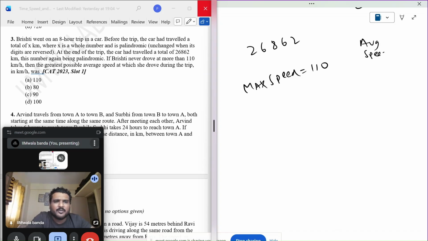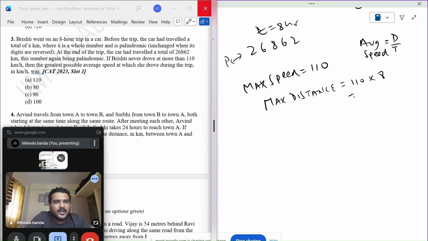First of all, I'll skip this question and come back to it at the very end, but let's try to solve it here. Time is 8 hours. Distance we don't know how much it has covered. Average speed is total distance upon total time. Total distance we don't know, total time is 8 hours. It started from a palindromic number and ended on a palindromic number. Okay, maximum speed is 110. Let's use this information. What could be the maximum distance it has covered?